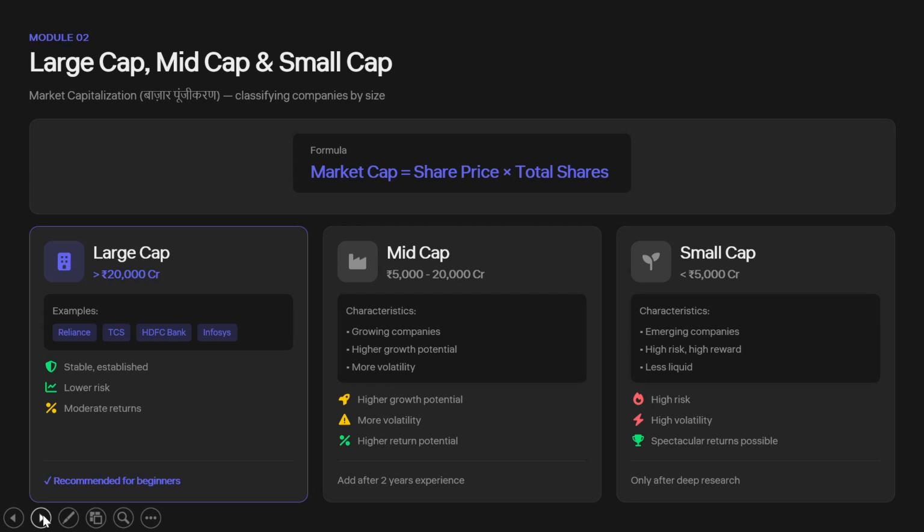My recommendation for beginners: start with large cap, add mid cap after 2 years of experience, small cap only after deep research and a long time horizon.